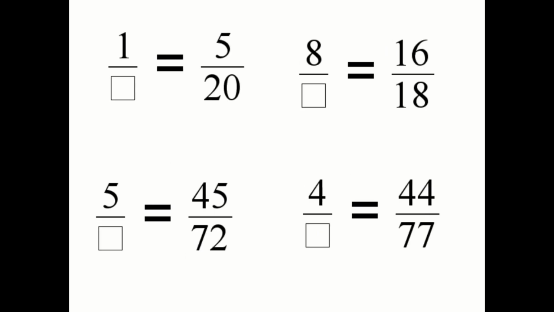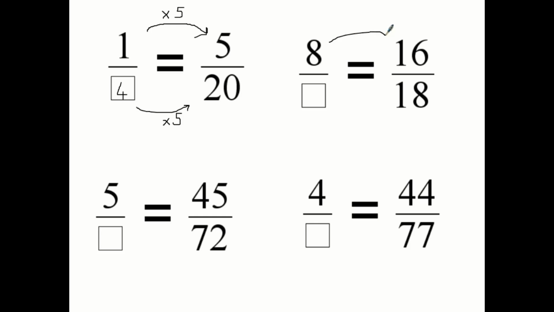And the final situation is this one. So now we've got a denominator missing, but from the original fraction. But I'm still going to think about what's happened to the numerator. So here, what's 1 been multiplied by to give 5? Well, it's been multiplied by 5. So I've got to think, what number do I multiply by 5 to get to 20? And the answer to that is 4. And you can also think about it the other way around. So 20 divided by 5 gives you 4.